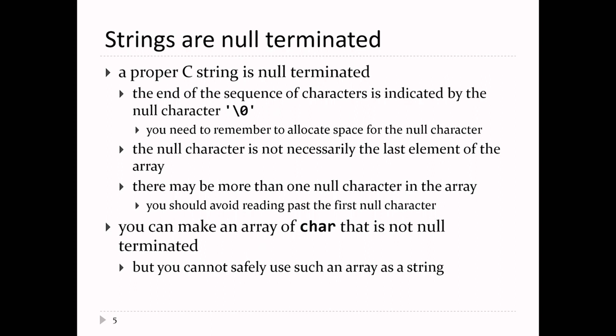Now, strings in C are null-terminated arrays of char, but there's nothing stopping you from making an array of char that's not null-terminated. So I can make an array of char, store a bunch of chars in there, but I can't treat it safely as a string. Otherwise, the standard library functions will probably fail when you pass in such an array. So it's really important that you remember to terminate your strings with a null, with the character value 0.